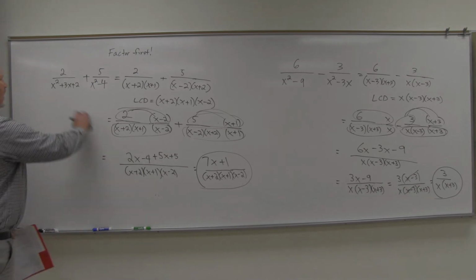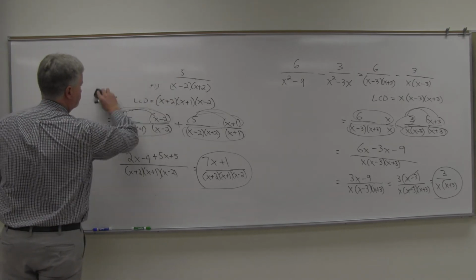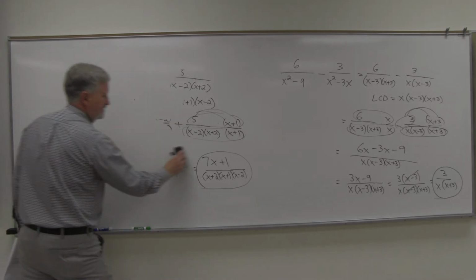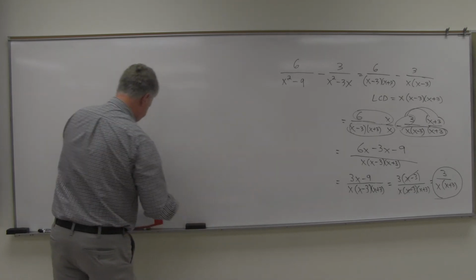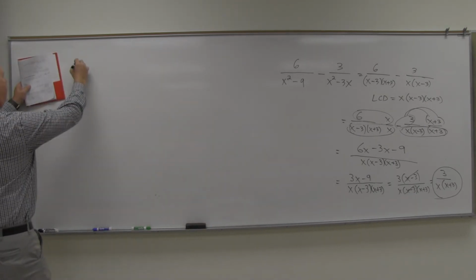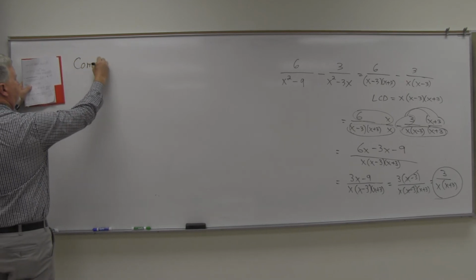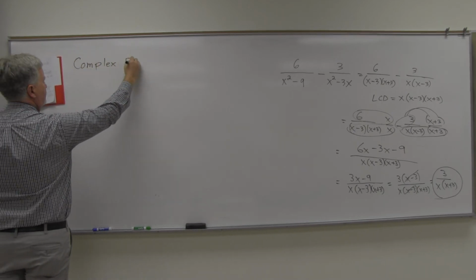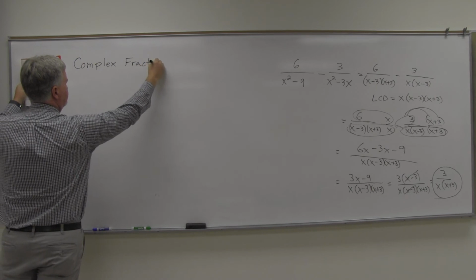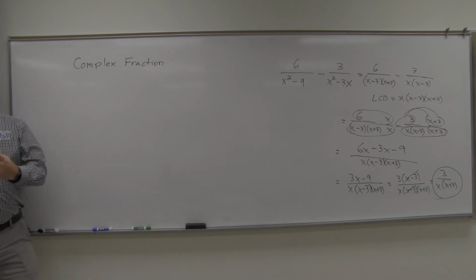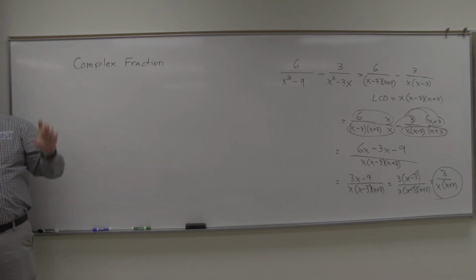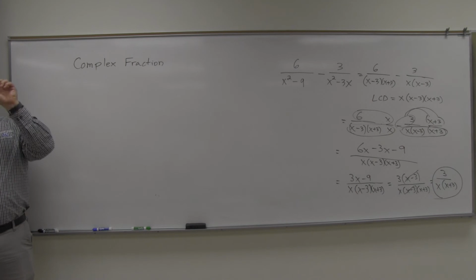All right, got one more to show you. Then we'll be done. This is a complex fraction. There's a couple of these at the very end of the assignment. So let me show you one little quick trick on these. Complex fraction. All that means is you've got a fraction on top of a fraction. So you've got a fraction made up of fractions.